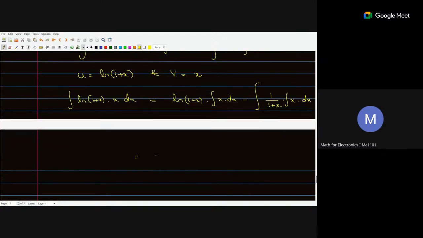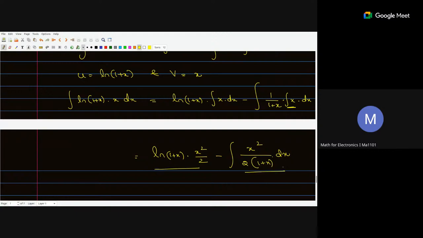Okay, now if you simplify this, this will become ln 1 plus x. Integral x will be x square by 2, right? Minus integral of x square by, again, this integral is x square by 2. So this will become 2 times 1 plus x dx. Okay. And yeah, this is where the challenge lies.